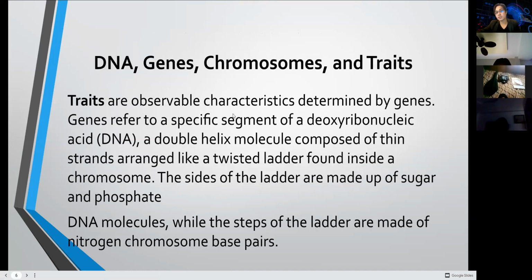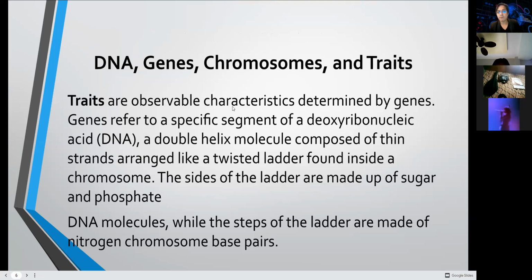DNA, genes, chromosomes, and traits. Traits are observable characteristics determined by genes. Again, traits are observable characteristics, they can be observed. Observable meaning you can actually see, observable meaning you can actually feel. That's observable. Characteristic determined by genes.